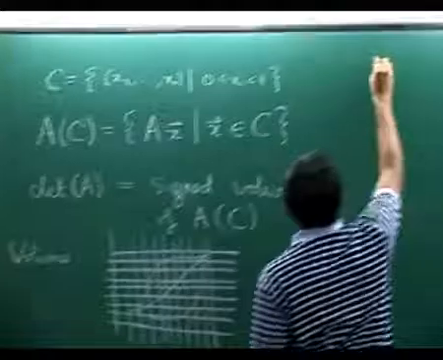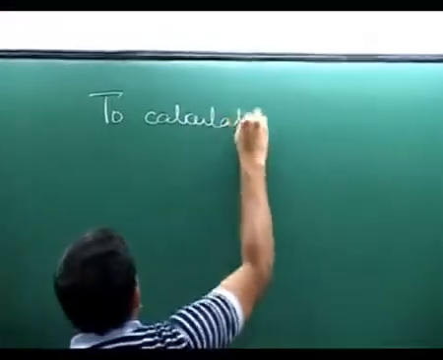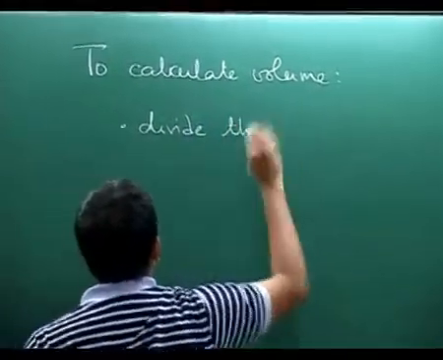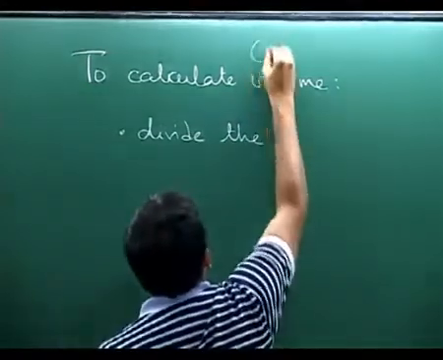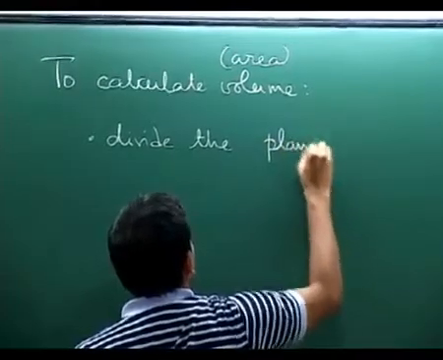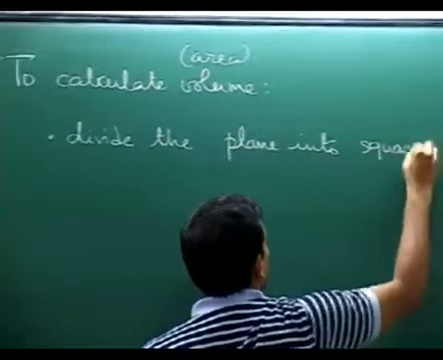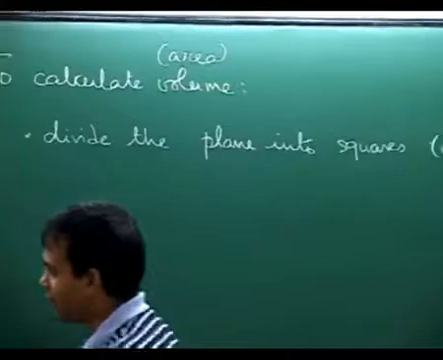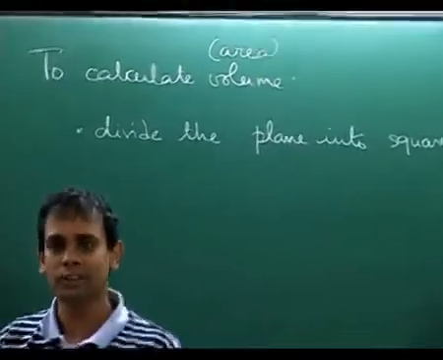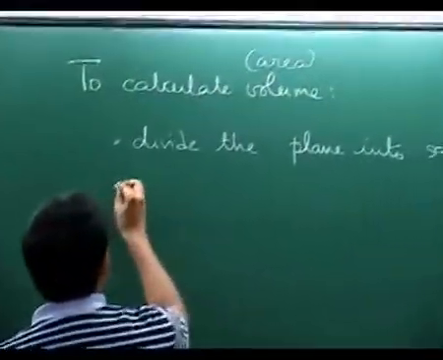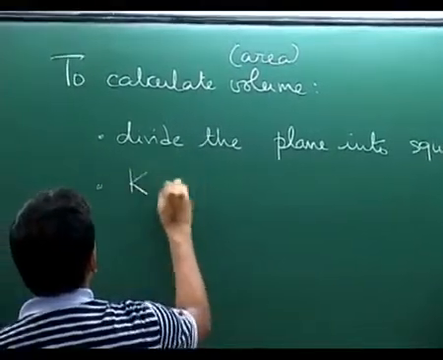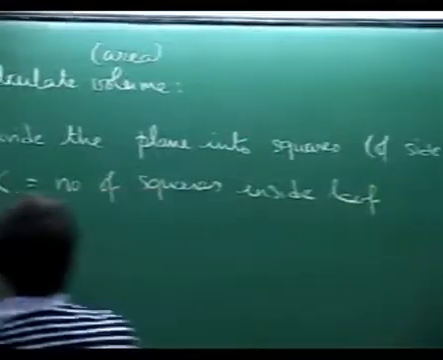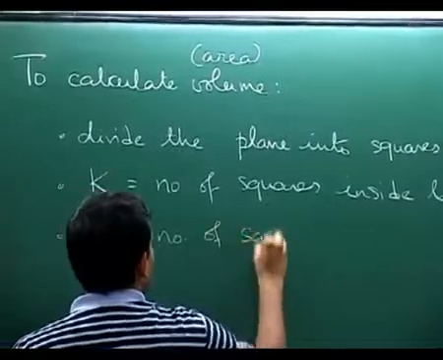So what you do is, to calculate volume, one possible way is to divide the, well, let's say area firstly. Divide the plane into squares, let's say of side 1 over n units. So if I take very big squares, I will get a very crude approximation of the area. If I take smaller and smaller squares, I will get better approximation of the area. And then you look at big K equal to the number of squares inside the leaf, and little k equal to the number of squares touching the leaf somewhere.